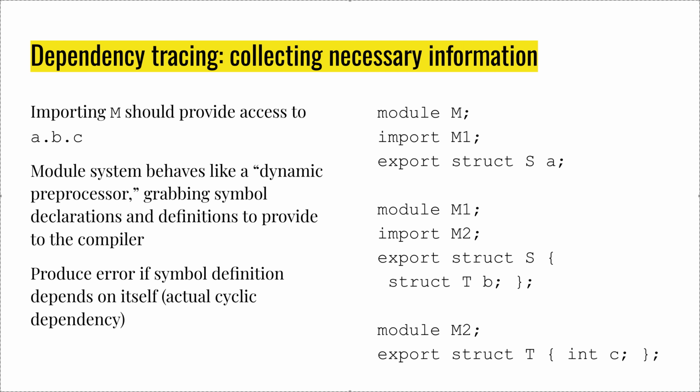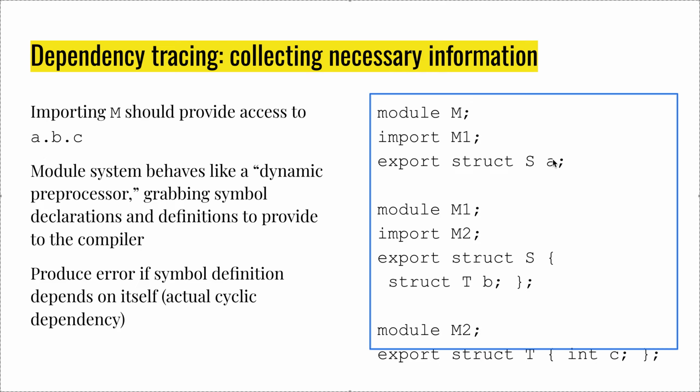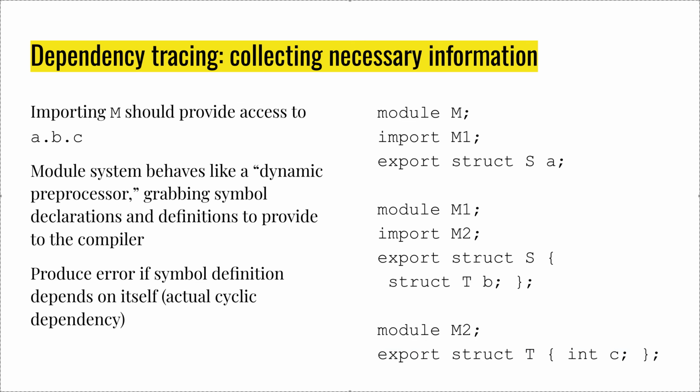Once that's set up, we still have another problem. If I import module M, then I should be able to access a.b.c, because A has field B, whose type has field C. The compiler needs to know all of these details, so the dependency tracing step essentially functions like a dynamic preprocessor to stitch together all the necessary information to give to the compiler.